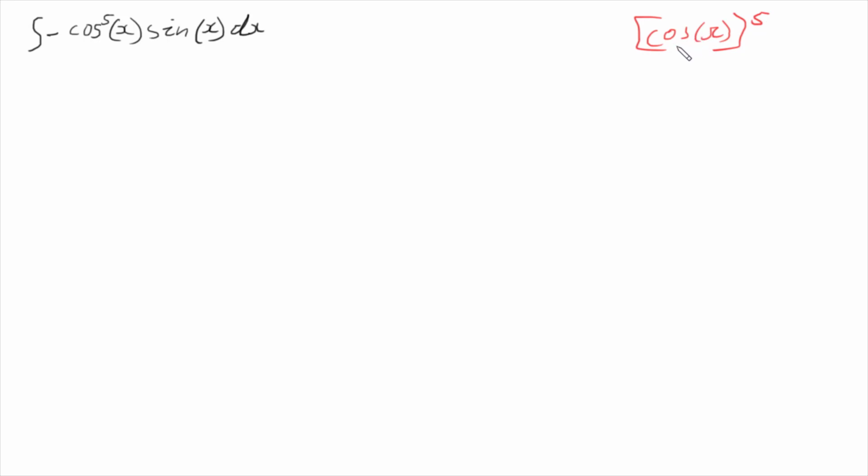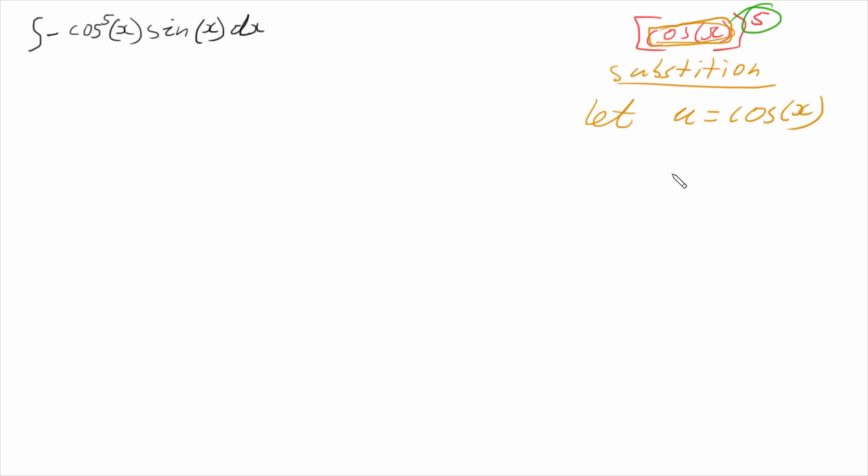And when we have something like this, this is one function, cos, inside another function, to the power of 5. So that means we're going to use our substitution method, because we have this function of a function. So my substitution method is I'm going to take this internal function and let it be u. So we're going to let u equal cos of x.